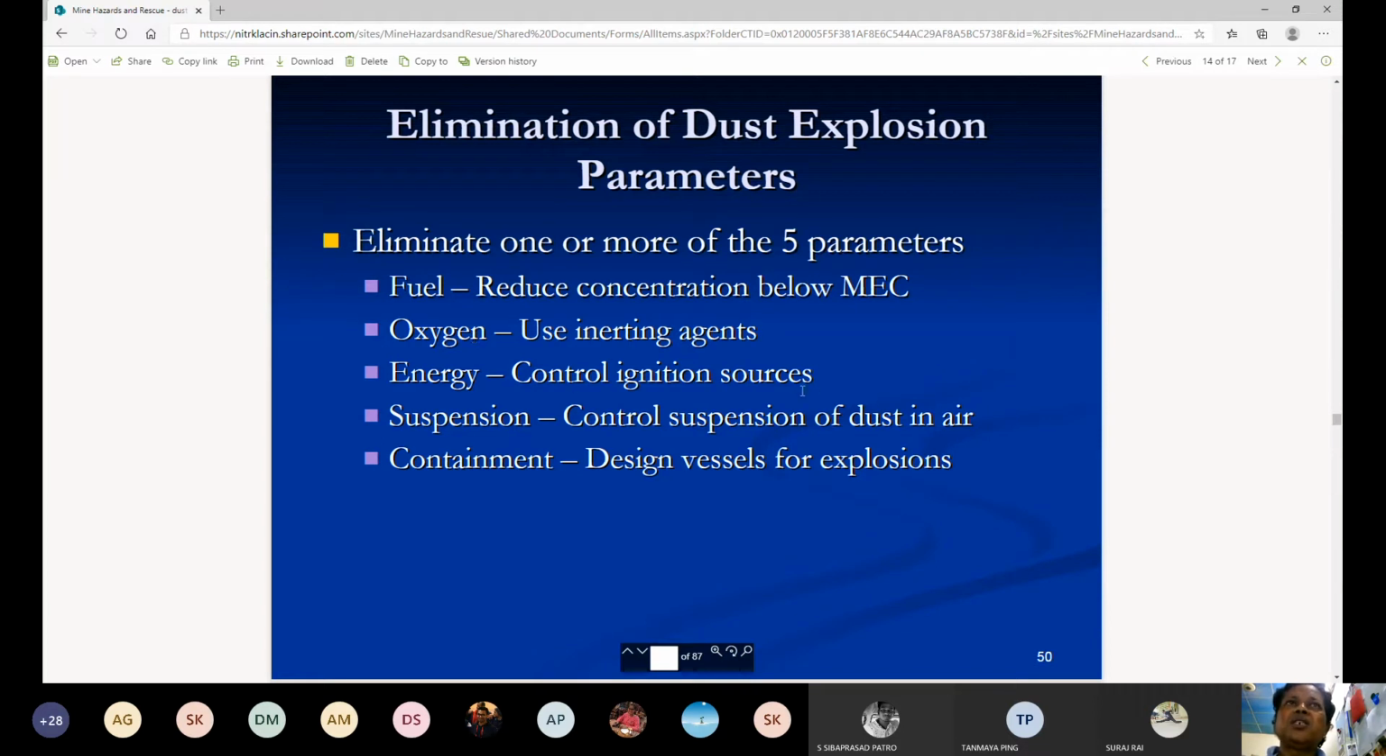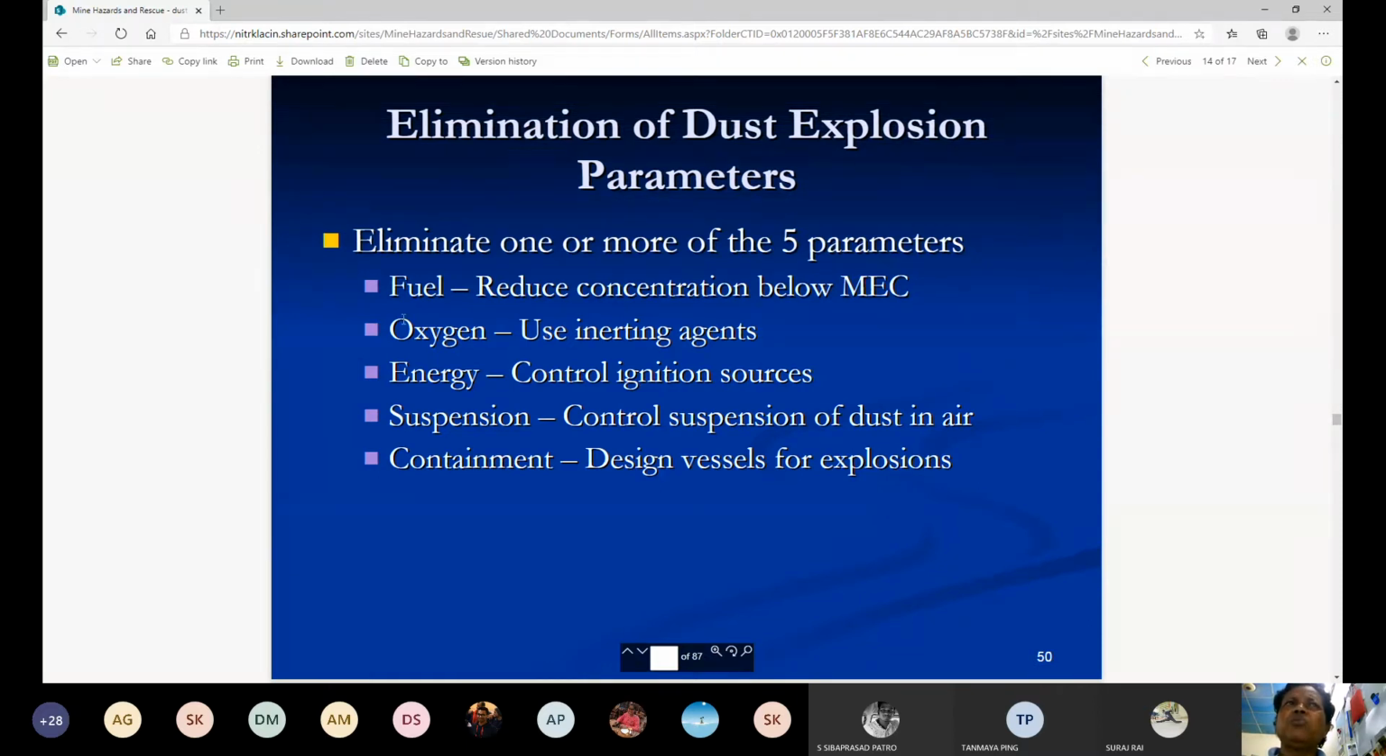Then controlling the ignition source. Third one, the ignition source. There should not be any spark. There should not be any fire. If you can control the ignition source, there will be no explosion. If the dust is not suspended in the atmosphere, there will also be no dust explosion. And if it is not contained, in containment, we design the vessel for explosion. If all these 5 parameters are fulfilled, explosion is going to take place.